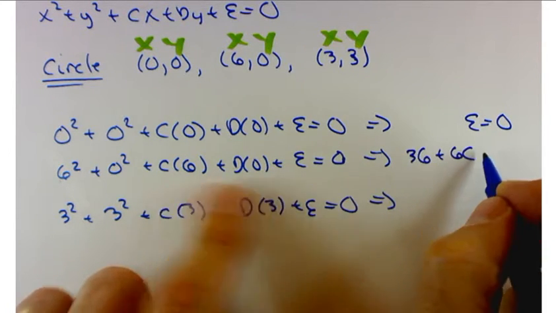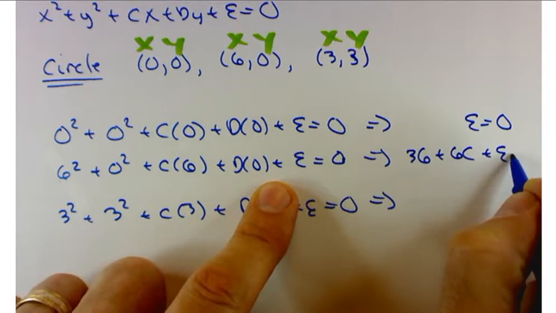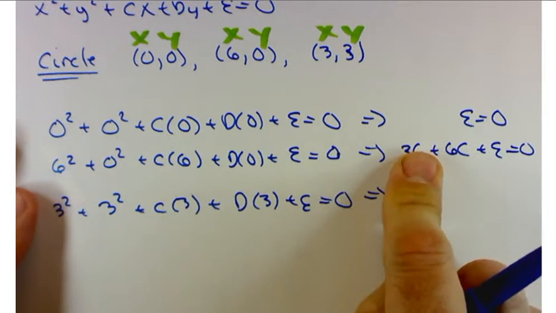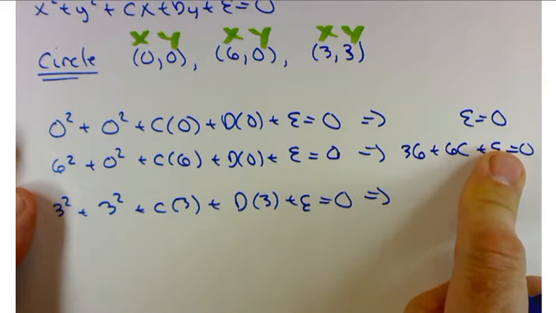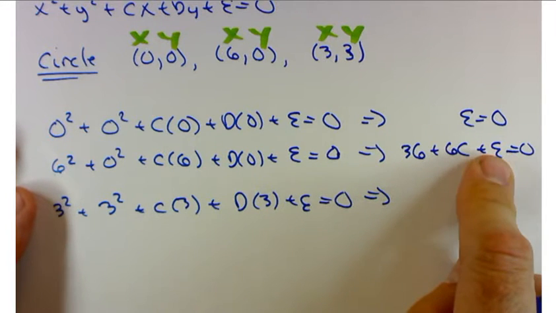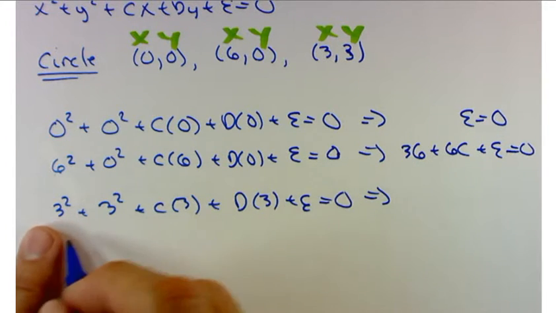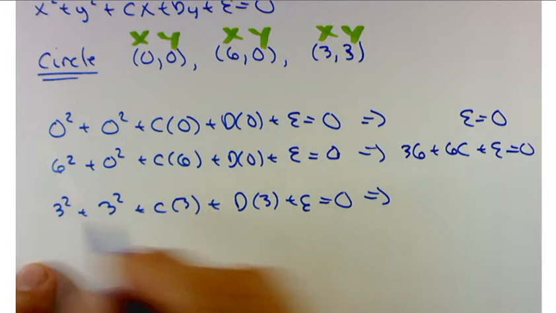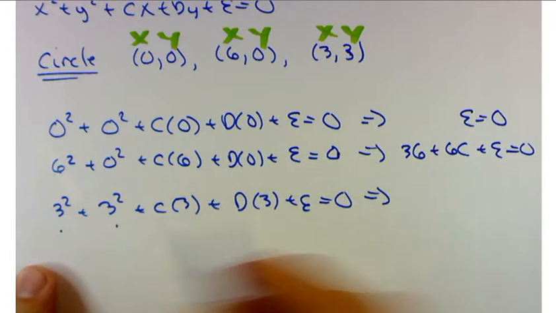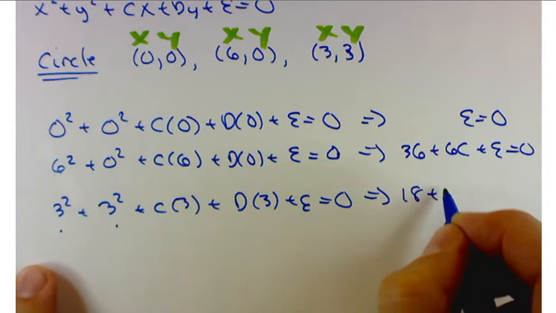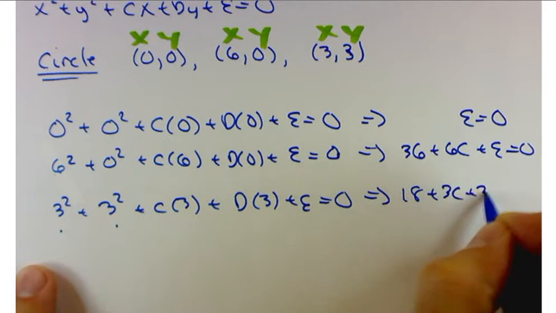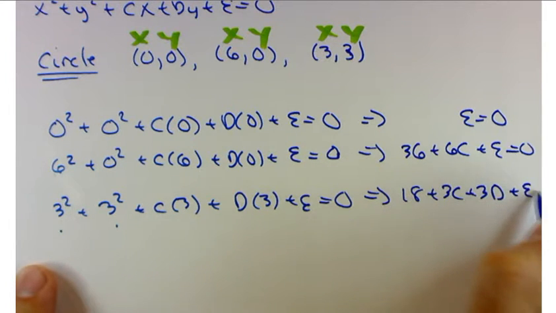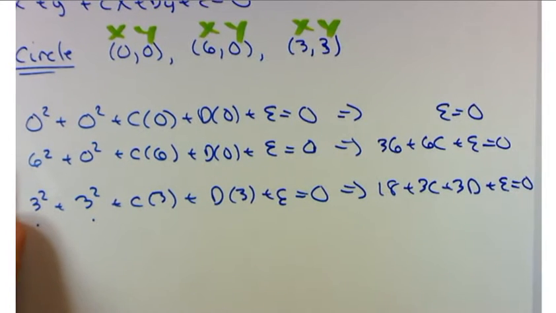This one down here, you're going to get 9 plus 9 is 18 plus 3c plus 3d plus e equals 0. Let's clean these up a little bit. I get e equals 0. I'll move the 36 to the other side. 6c plus e equals 0.